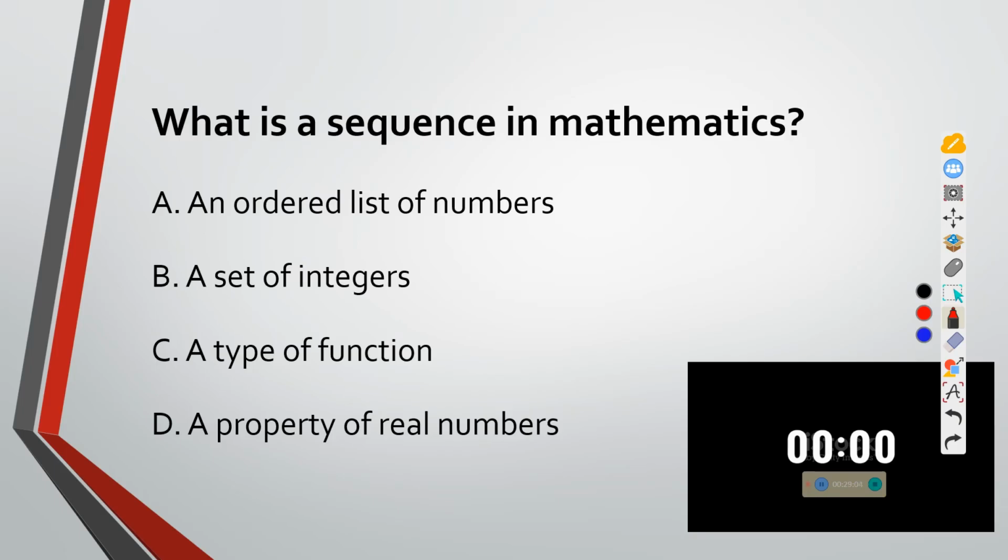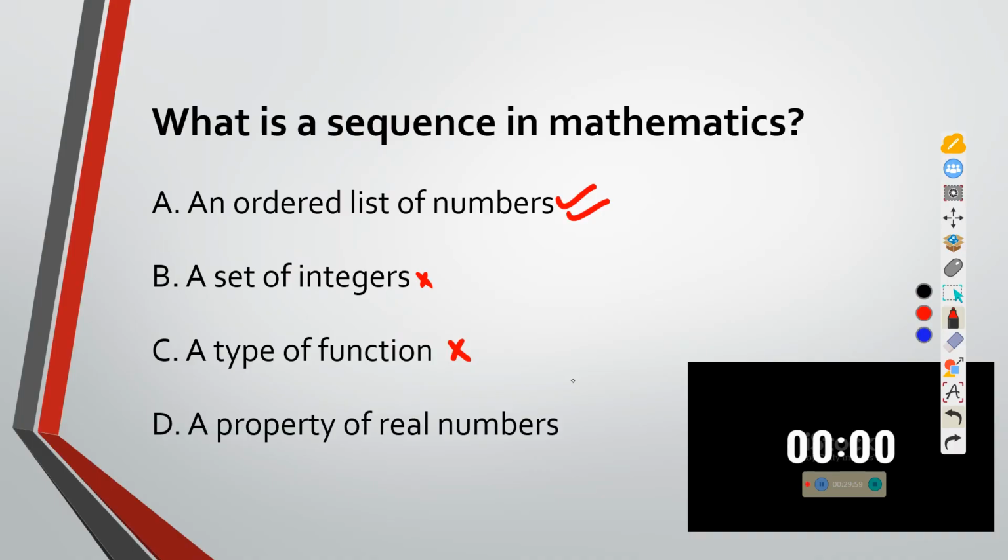So let us look at these given options. An ordered list of numbers. This is true because this captures the essence of indexed progression. When you talk about a set of integers, this is incorrect because sets are unordered and without duplicates, while sequences can allow repeats, for example constant sequences, and non-integers. Then C, a type of function. Partially this is true, but it is incomplete, because not any type of function can give you a sequence. So this will be out.